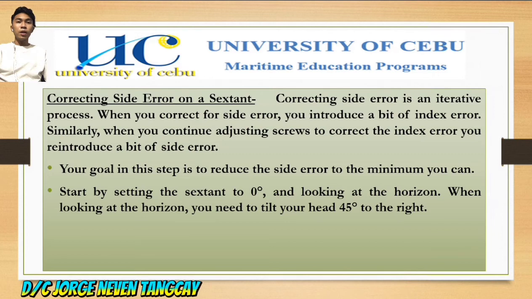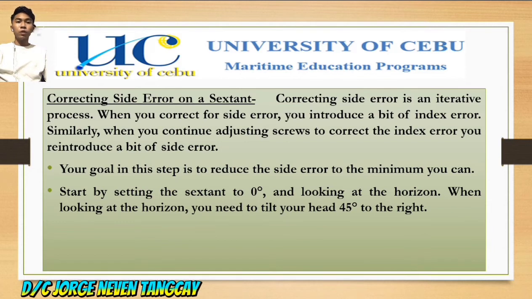So now let's proceed to correcting side error on a sextant. It is an iterative technique to correct a side error of a sextant. You incur a little index error when you adjust for side error. Similarly, changing screws to rectify index error introduces a little side error. This step's purpose is to minimize side error.